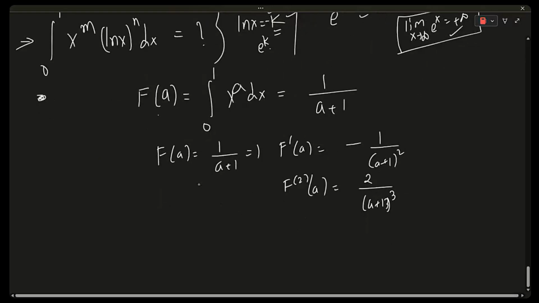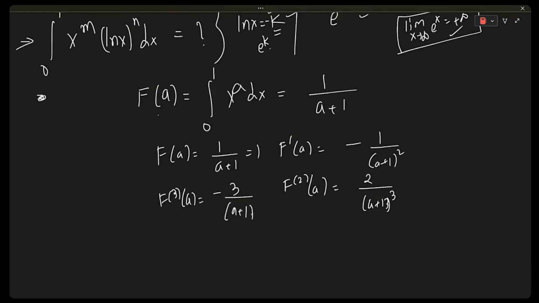Correct. Differentiate it thrice, you should get minus 3 by (a plus 1) whole to the power 4. Do you see the pattern? So differentiate it n times, you should get (minus 1) whole to the power n into, so 3 for 3, so n for n, below (a plus 1) to the power n plus 1. That much is clear, correct?